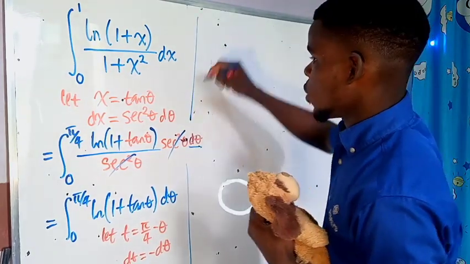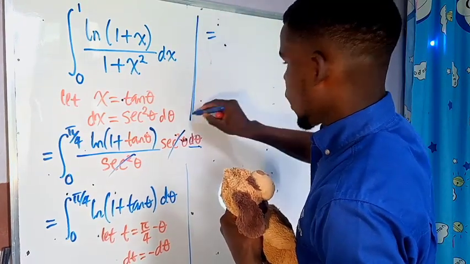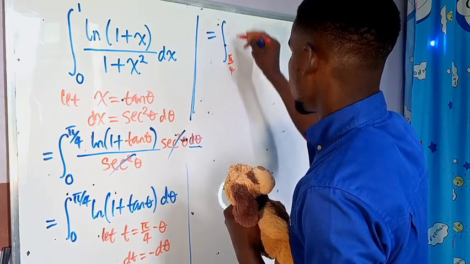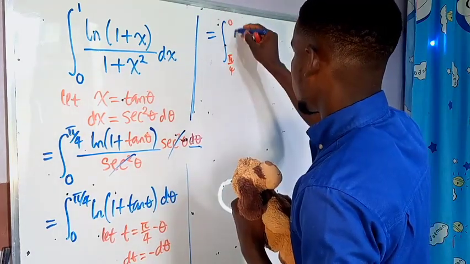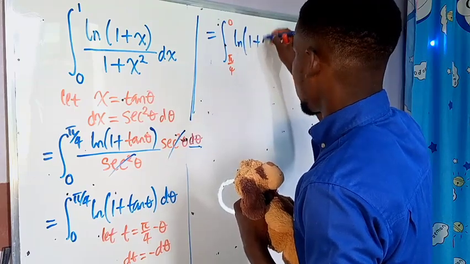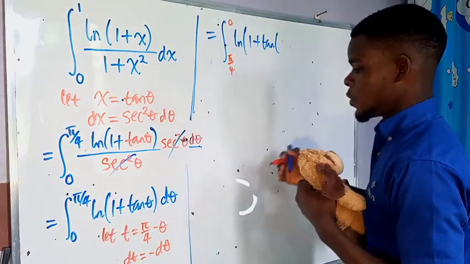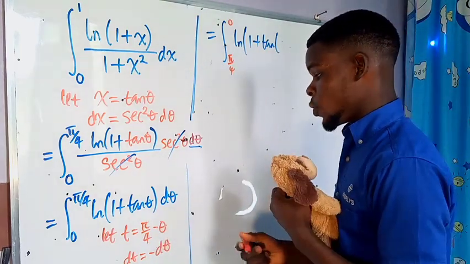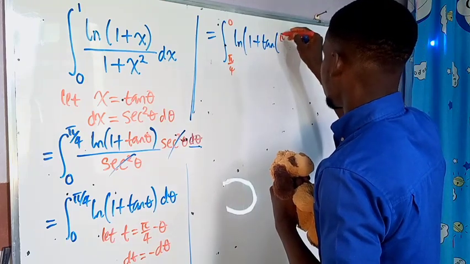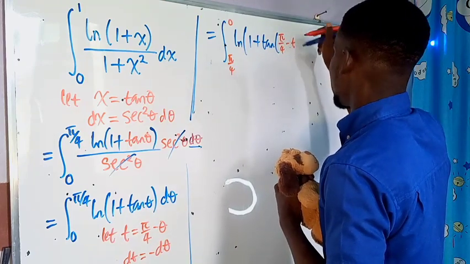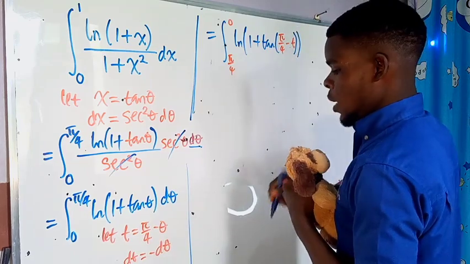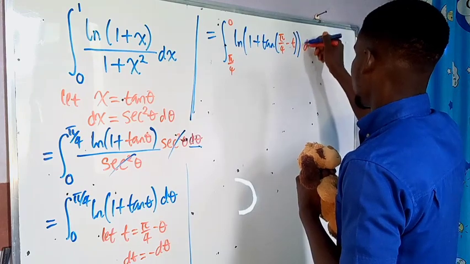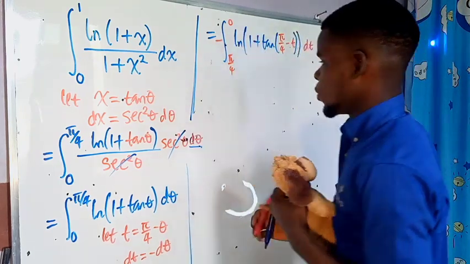So that means this will become the integral, remember what I said, from pi over 4 to 0 of the natural logarithm of 1 plus tangent of, in place of theta, we are going to put in, notice t equals pi over 4 minus theta. Therefore, theta will be pi over 4 minus t, just by making theta the subject of the formula. And then the d theta we can replace with negative dt. So let me put the dt over here, and put the negative out front.